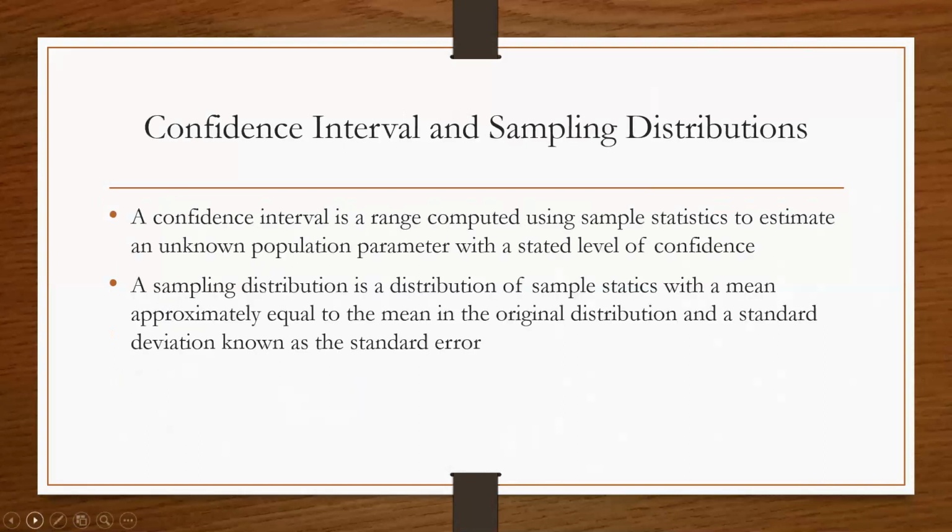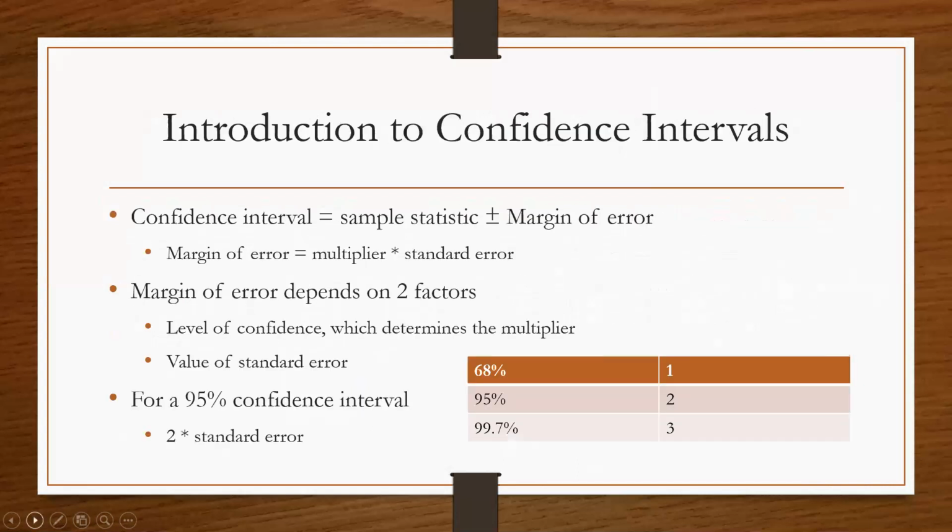All right. So confidence interval and sampling distribution. A confidence interval is a range computed using sample statistics to estimate the unknown population parameter. Sampling distribution is the distribution of sample statistics with a mean approximately equal to the mean of the original distribution, and standard deviation known as standard error. So a confidence interval is the sample statistic plus or minus the margin of error, and the margin of error can be found using the multiplier times the standard error.